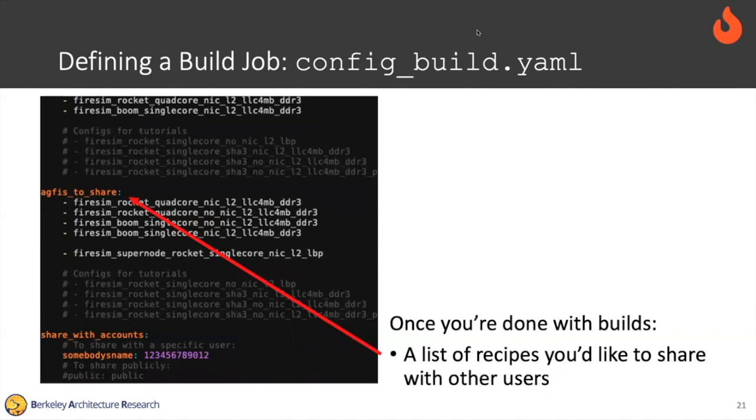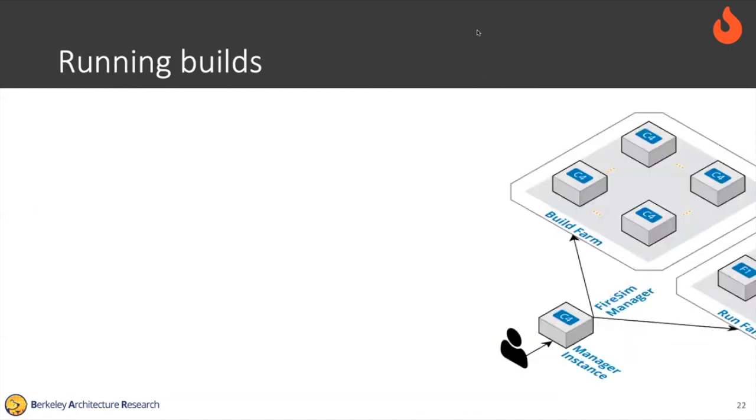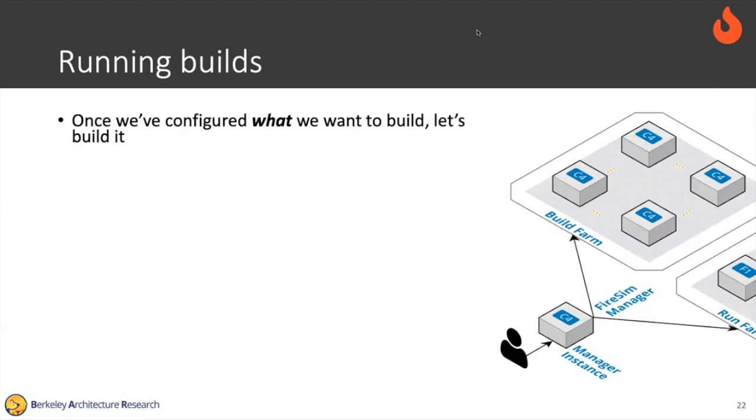So this is basically the quick overview of the build files. Now, running builds. After we've configured what we want to build, we actually need to click a button. This was the command that you ran earlier in the day to prefetch a bitstream build, firesim buildbitstream. You would type this command.